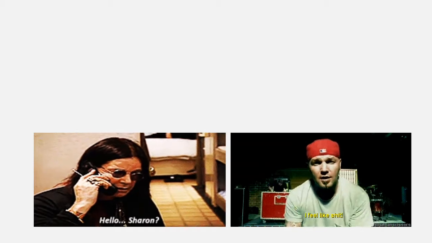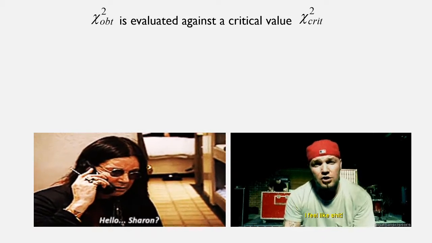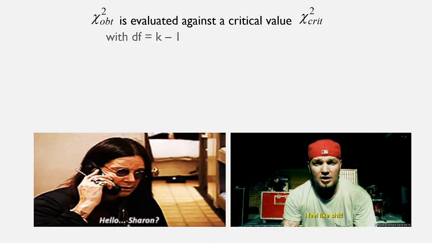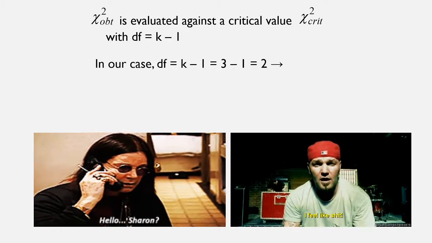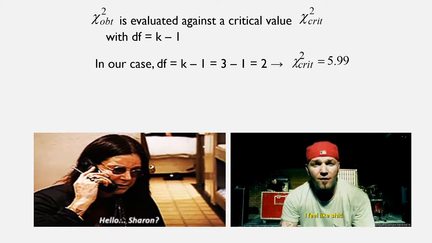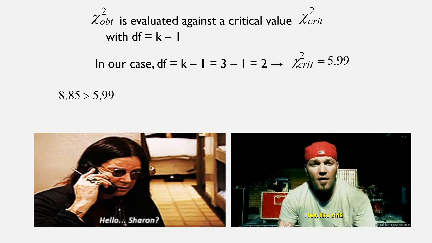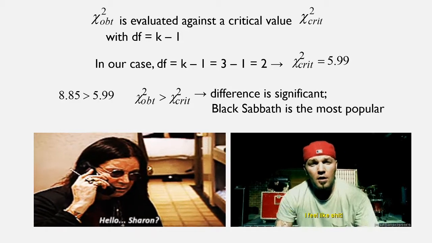So, is there a significant difference between observed and expected? As always, you evaluate your obtained chi-square and compare it to your critical chi-square value. You've got your degrees of freedom that helps get you your critical chi-square value. So in this case, what we're evaluating our obtained result against is a critical chi-square of 5.99. We have exceeded that chi-square value, and the difference is significant.